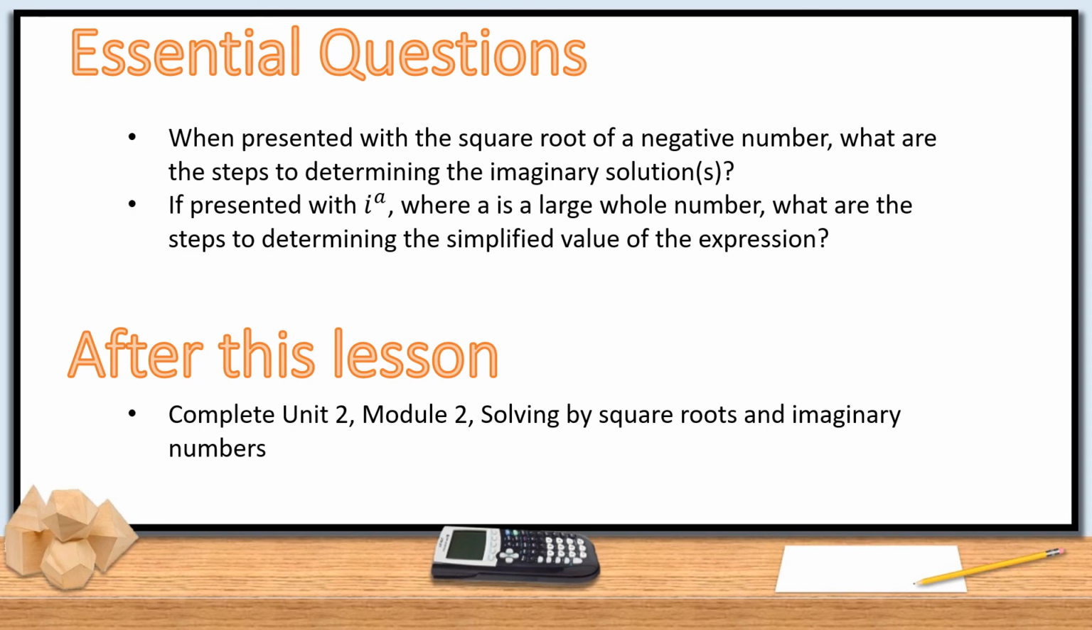Central questions for today. When presented with the square root of a negative number, what are the steps to determine the imaginary solution? You take the square root of the negative number, you take the square root of negative 1 times the square root of that positive value, and then you simplify the positive value and put an i after it. Presented with i to the power of a, you subtract 4 out from the exponent as many times as you can until you're left with a remainder between 0 and 3, and then you evaluate that. If it's a negative exponent, you add 4 until you're left with an exponent of something between 1 and 3, and then just evaluate again.